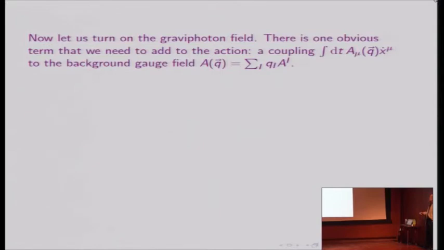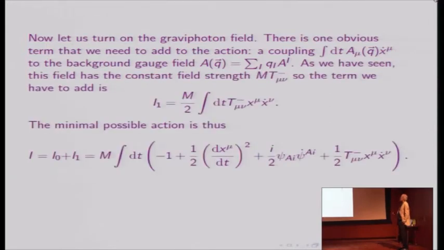Now let's turn on the graviphoton field. There's one obvious term we need in the action. The BPS particle is charged, so the action for a charged particle coupled electromagnetically is the integral dt of the vector potential times x mu dot. But in this case, the gauge field is the sum of q times these gauge fields, and moreover, A is the gauge field of a constant graviphoton. So the term we actually have to add can be written just in terms of the graviphoton.